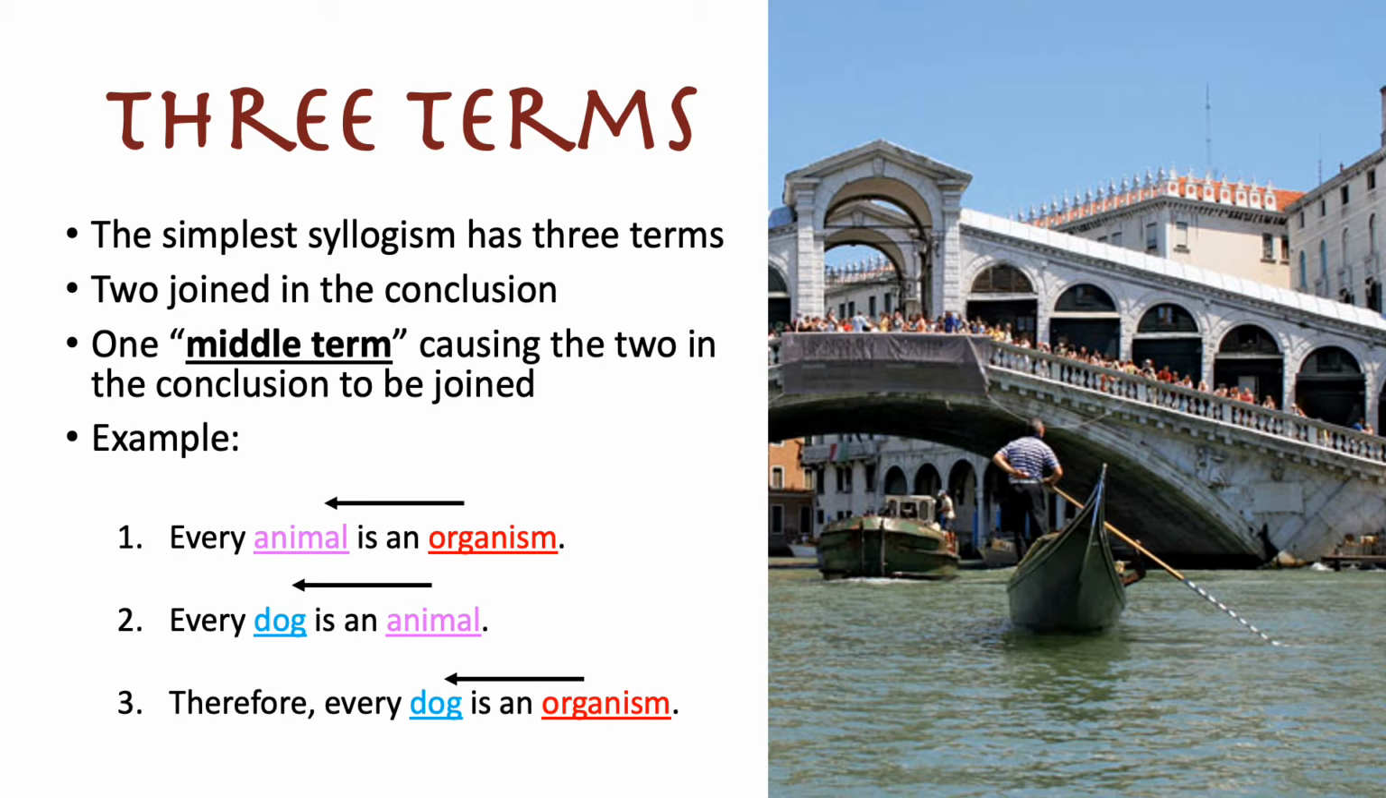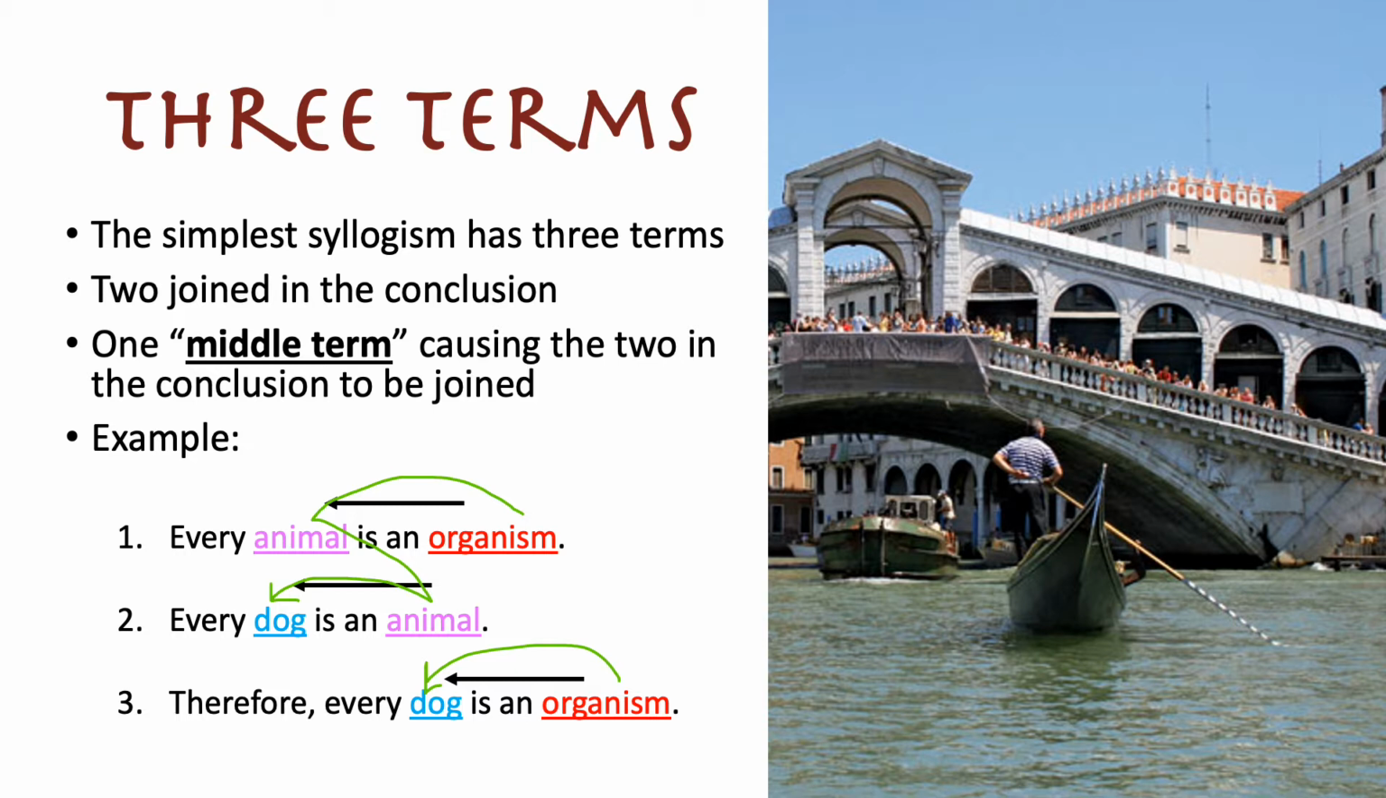Thus, animal is related to both of the terms that appear in the conclusion, namely the conclusion that states every dog is an organism. Accordingly, animal is capable of uniting the two terms in the conclusion by means of its own relation to those two terms. Notice that organism is related to dog by means of its relation to animal and by means of animal's relation to dog.